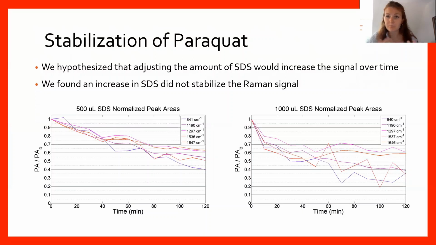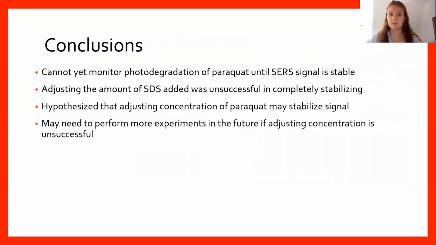With the stronger concentration of SDS, the decrease in that signal was probably due to ionic strength. SDS is an ion, so there is a charge with it. So the more ions you add to solution, the greater the ionic strength, which would probably also cause the nanoparticles to fall out of solution.